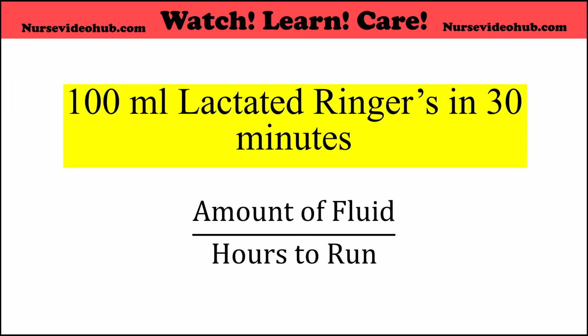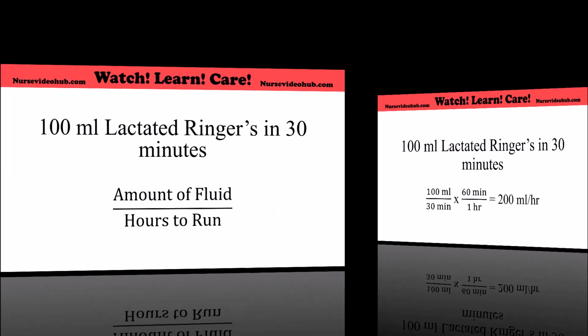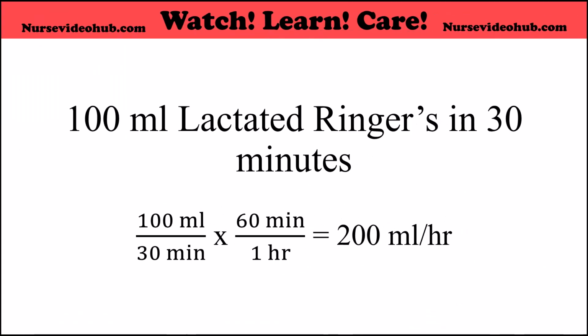The order reads 100 milliliters of lactated ringers over 30 minutes. The total amount of fluid is 100 milliliters. You want to infuse it over 30 minutes. You need to convert the minutes to hours. You can set up the formula by adding the conversion factor.